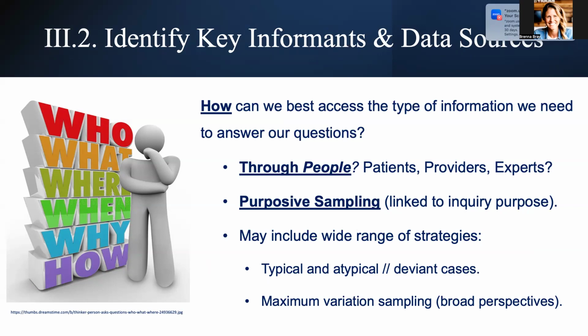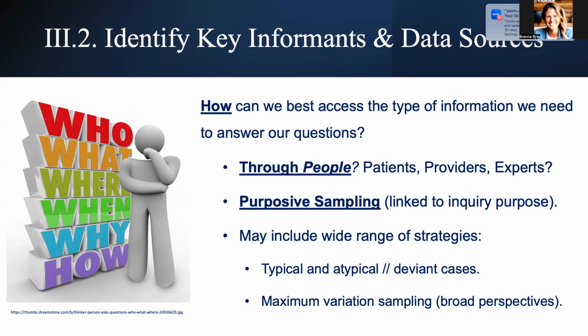And then what type of sampling do we want to use? And in qualitative research, we tend to use more purposive sampling often. So we kind of have either more stringent inclusion and exclusion criteria, and we're really kind of focusing on a subgroup with a very strong intention. And usually that purpose or that intention is linked to the purpose of the inquiry, the reason that we're doing the assessment.